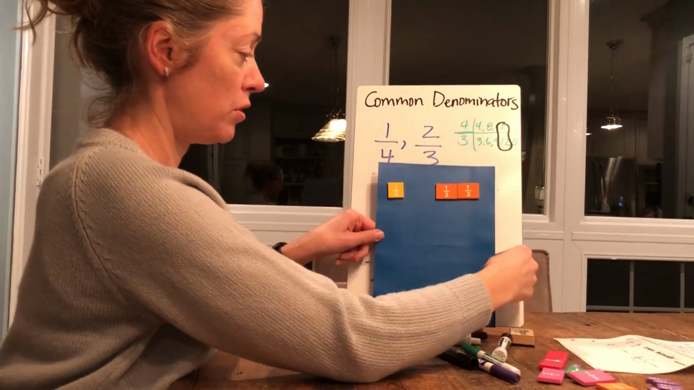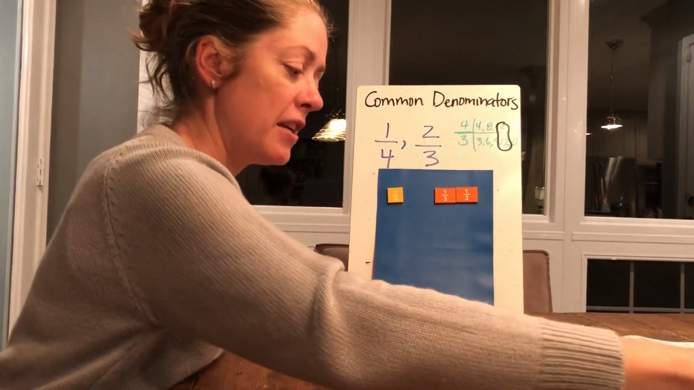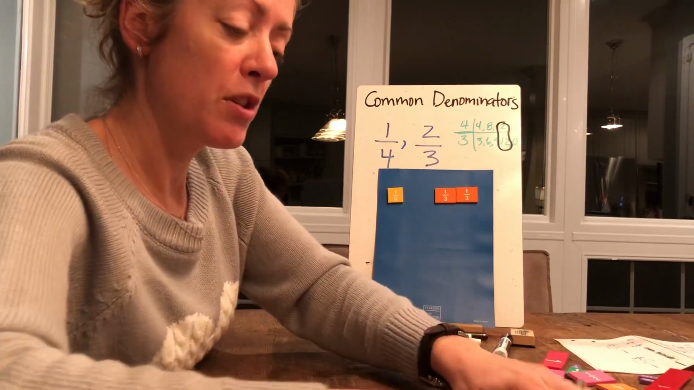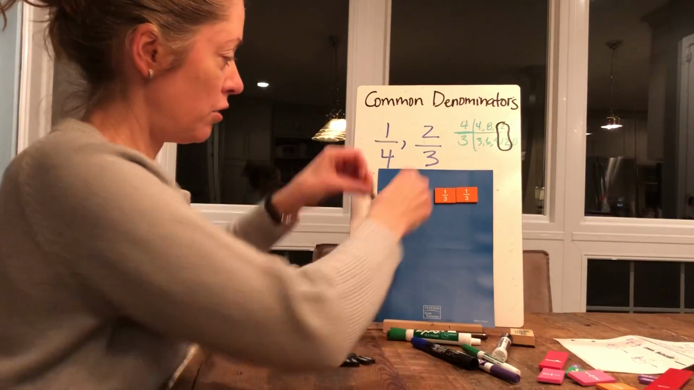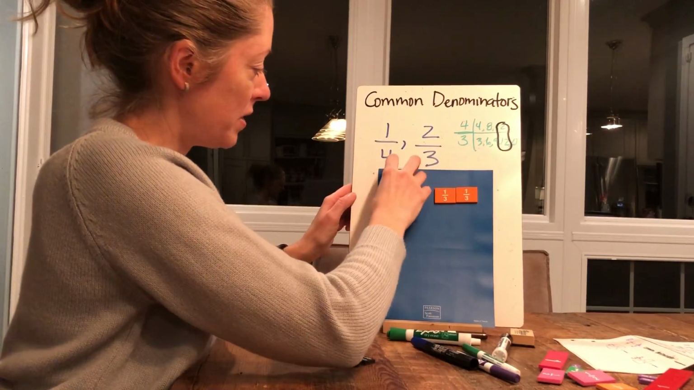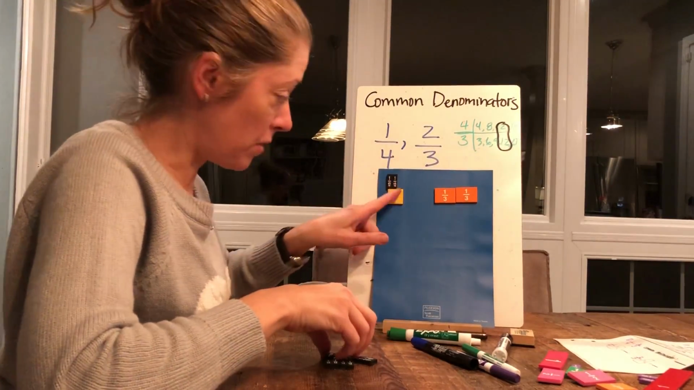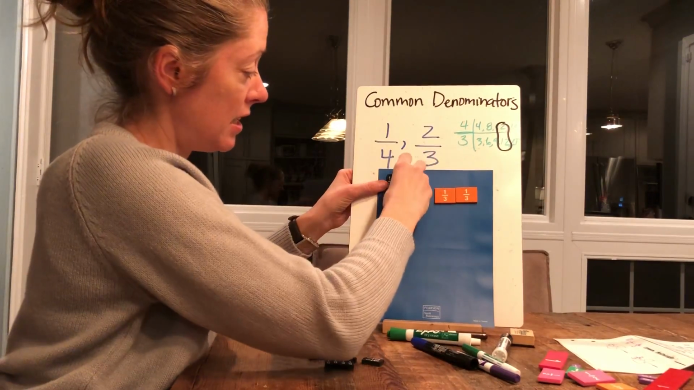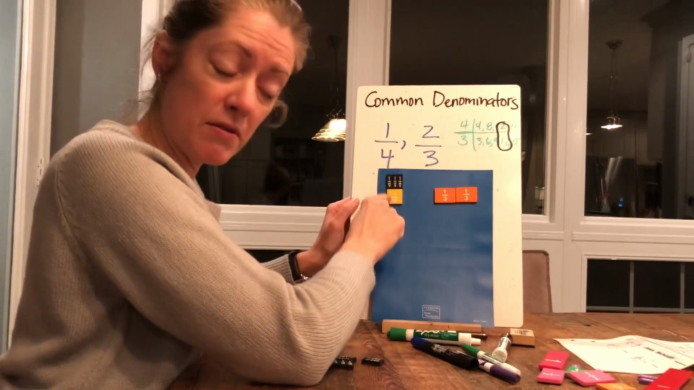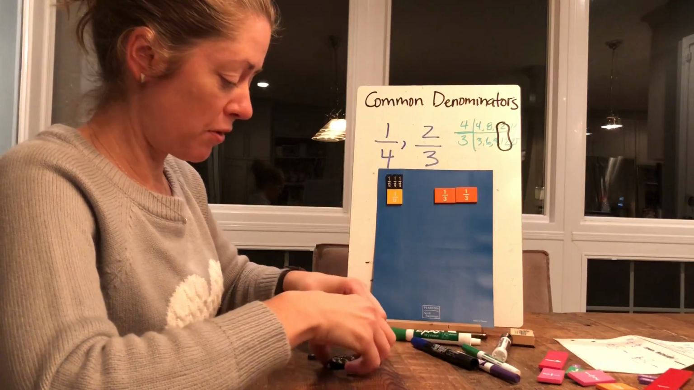You could also use your fraction bars. And if you pulled out the 12ths, which are the black ones, you would see we could divide 1/4. We could rename it into 3/12. We could also rename 2/3.